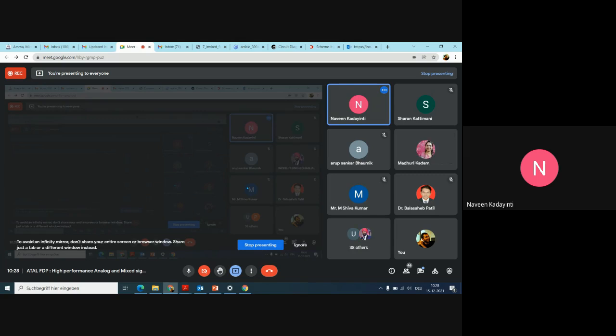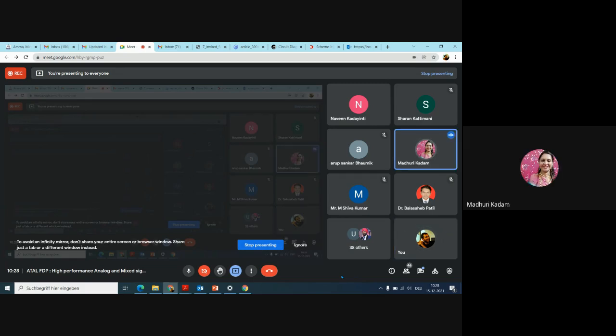Hello, sir. Yeah, tell me. Sir, can you tell me what is the use of dummy transistors which we are using in the layout? Oh, okay. I'll come to that point once I reach the layout part. I think it will take 15 minutes to reach that point. Okay. Any other thing?